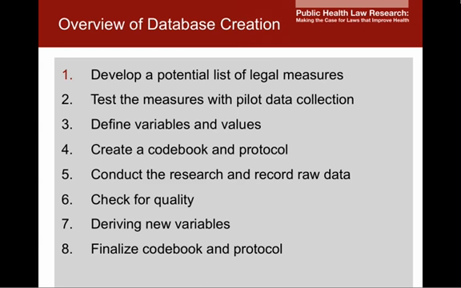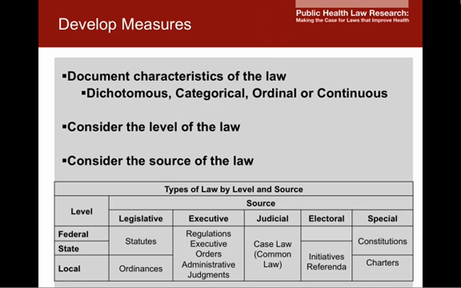Now I want to go through and talk about each of these steps in greater depth, and I'll be using a developing cell phone law database that we're creating here at the M.P.H.L.R. to illustrate the points. When you're developing your measures, you need to think about the type of data that you're going to be using. If you're simply recording whether or not a state has a statute, or if the statute does or does not have a specific provision, then you're using a simple yes or no, or dichotomous, variable where there's only 2 values.